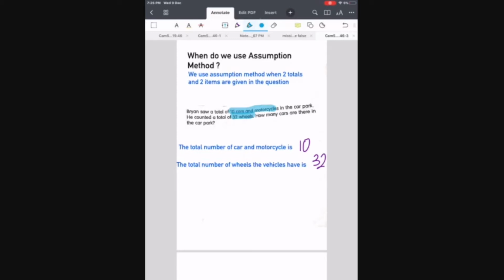Okay, so let's start working out the question. For the assumption method, we don't use graphs, tables, and diagrams. We easily use simple equations to solve the question. So how the assumption method works is we should assume an object in the question as if there is only one type of item in the car park. So when they're asking for the number of cars, we should assume as if all the vehicles in the car park are motorcycles. So what we do now is we assume all are motorcycles.